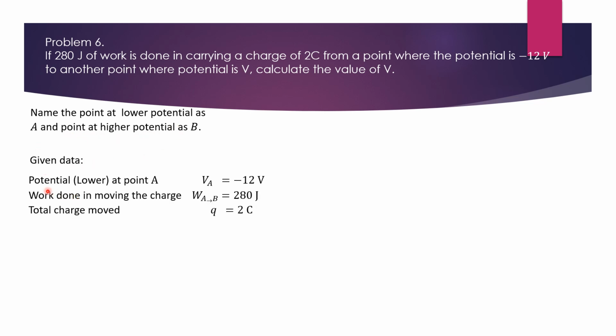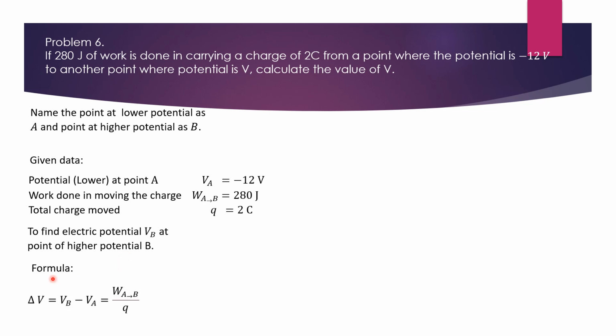The given data is potential at lower point A, VA. This is the potential at the lower point since we are carrying the charge from here to a higher potential point. That VA is equal to minus 12 volt. Work done in moving the charge from A to B is 280 joules. Total charge moved Q is equal to 2 coulombs. To find the electric potential VB at the point of higher potential B, the formula that we use is delta V is equal to VB minus VA, which is equal to work done from A to B divided by Q.